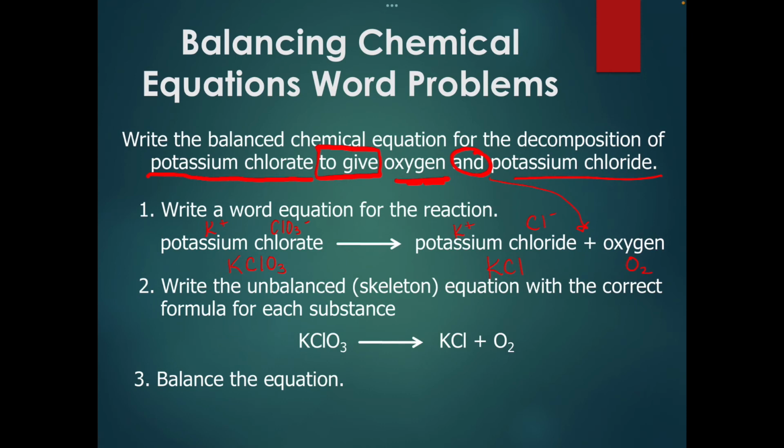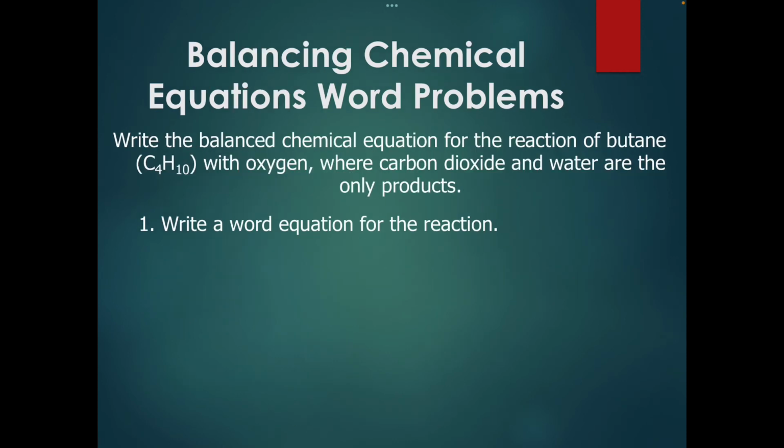In this case, I'll multiply this by 2 to give 6 oxygens on the left-hand side, and we'll put a 3 here to give 6 oxygens on the right-hand side. Once we do that, though, our potassium and our chlorine are no longer balanced, but we can fix that pretty easily by putting a 2 there. So that will give us our balanced chemical equation. Alrighty, let's try another one.